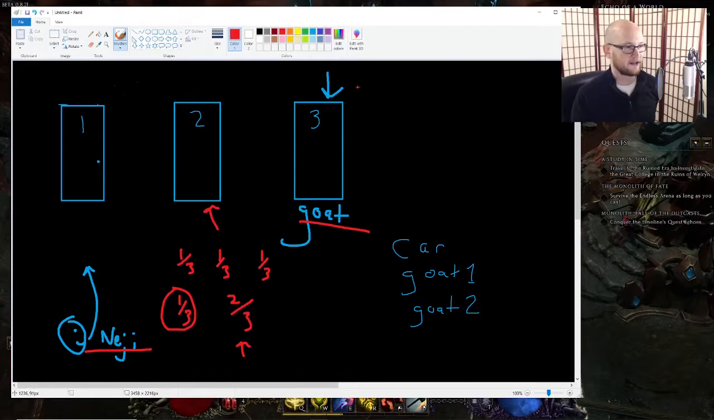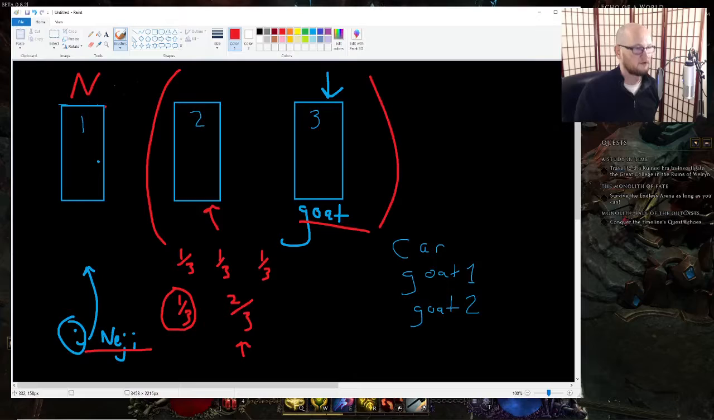And the thing that you need to focus on is Neji picked this one from the very beginning. Once the game show host, who is a person who has knowledge, selects one door to show you a goat, they've also shown you that this one explicitly does not have a car in it. And they're acting with knowledge, whereas Neji is not acting with knowledge. So I think I explained it right.